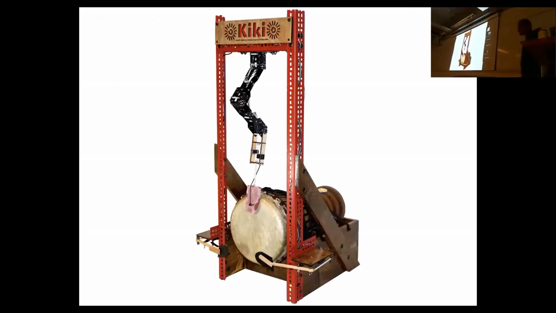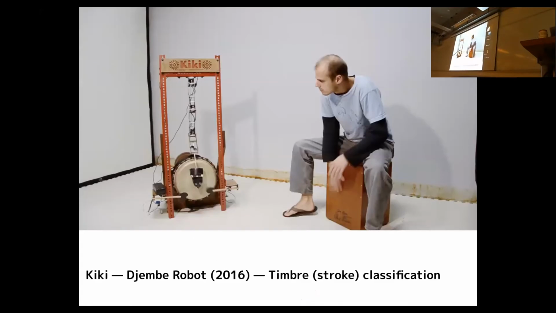And so this is a robot that I built called Kiki. And Kiki is just a djembe robot. There's this drum here laying on its side, and then a 3.5 degree of freedom arm that can strike the drum. It's not that complicated. And this is intended to work sort of in conjunction with a human. So the question is, how can the robot learn how to use timbre by listening to a human play?